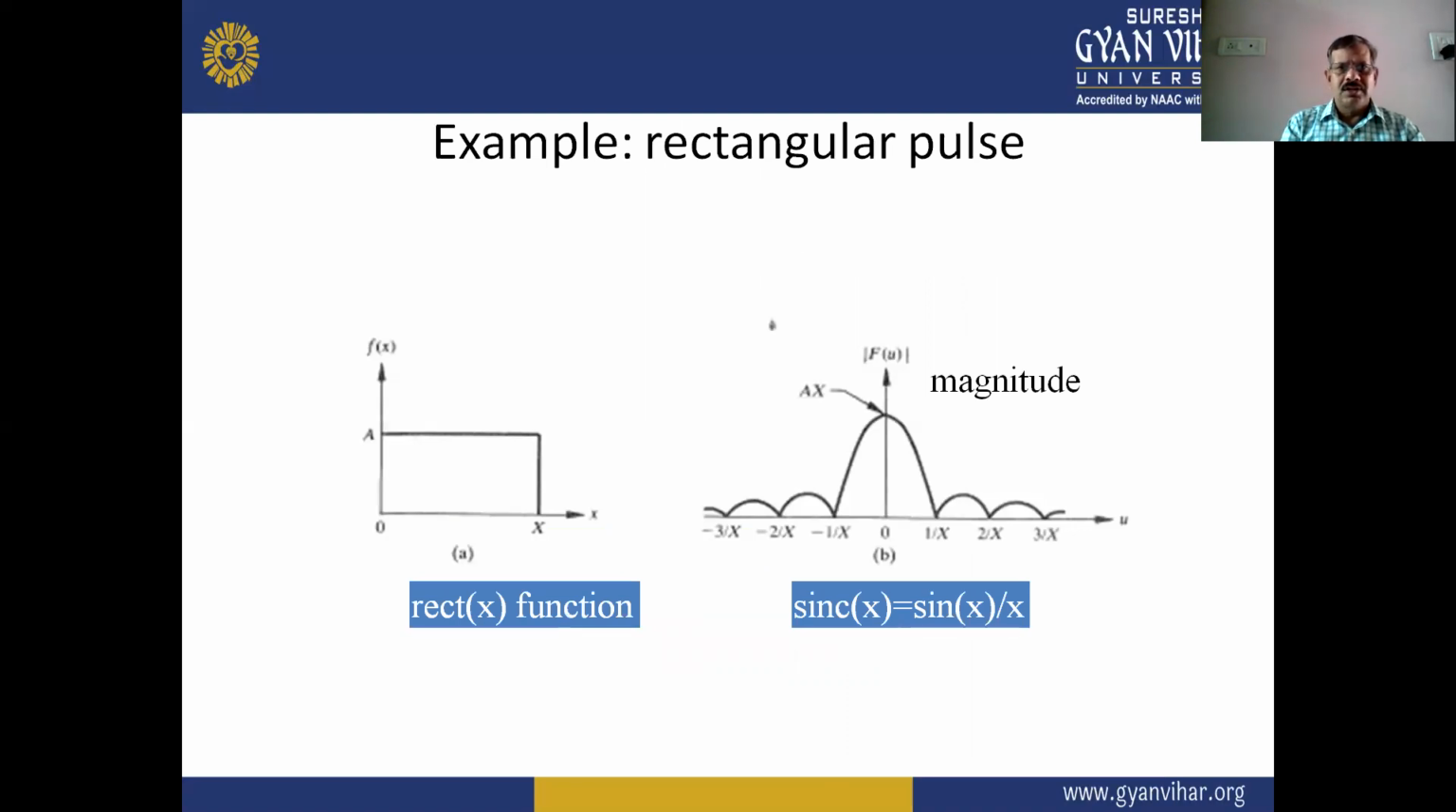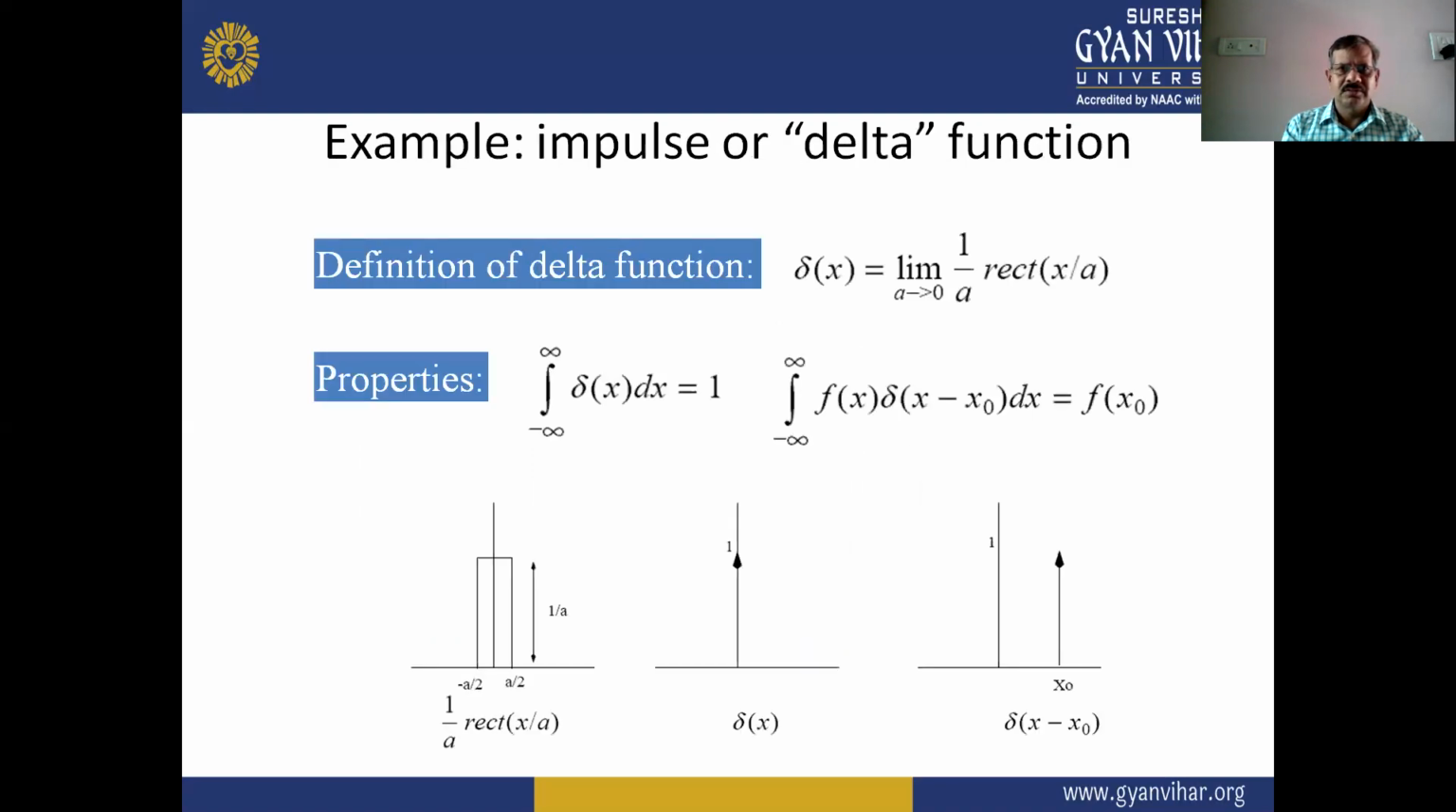There are two examples: the first is the rectangular pulse and the second is the sinc function. We can represent the rectangular function as figure 1 and the sinc function as figure 2. The next example is the impulse function, or delta function.